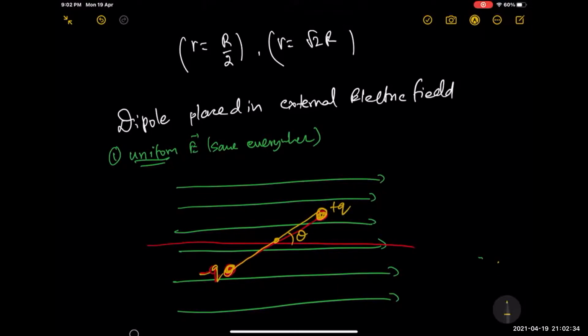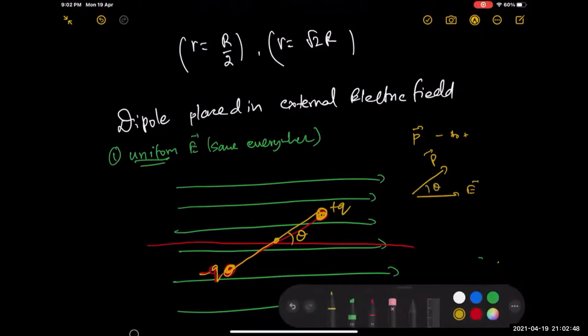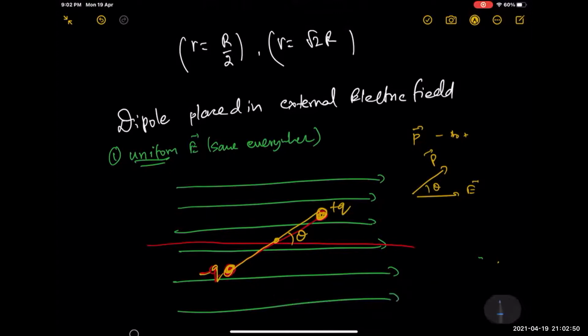Do you guys remember? The dipole moment P vector was from negative to positive. So the P vector is like this in this case, and the E vector is like this, and they are making an angle theta. Now I will calculate what is the force on the dipole. The force on the dipole is like this.